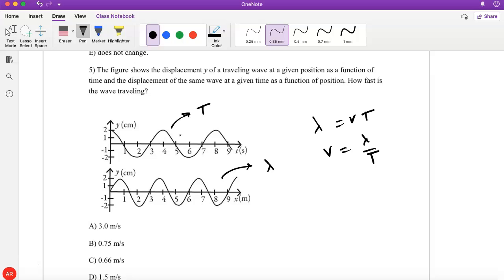If I want to read off the period, I can pick one full cycle, starting from here, going around, coming back here. So from 3 to 7 seconds, that's 4 seconds. Lambda, if I pick a cycle, goes from 1 to 3... so that's 3 meters. And therefore v becomes 3 over 4 meters per second, so that's 0.75. That's the correct answer here.